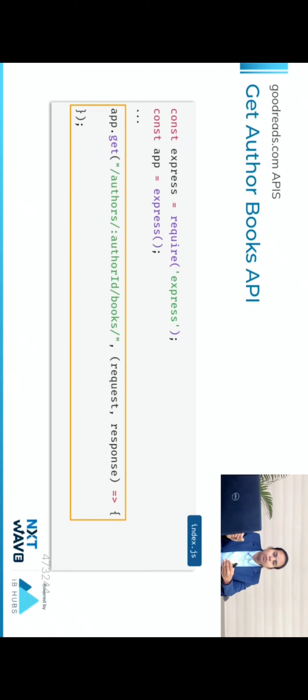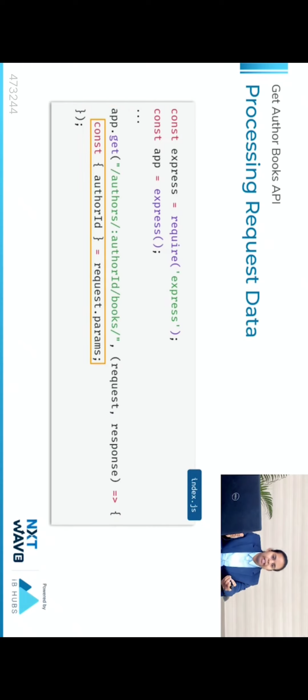Coming to the API call, app.get, and the path /authors/:authorId/books/. Then the handler, request, response. Firstly we need to access the author ID. We get that from request.params, that's a path parameter, right? So we got the author ID.